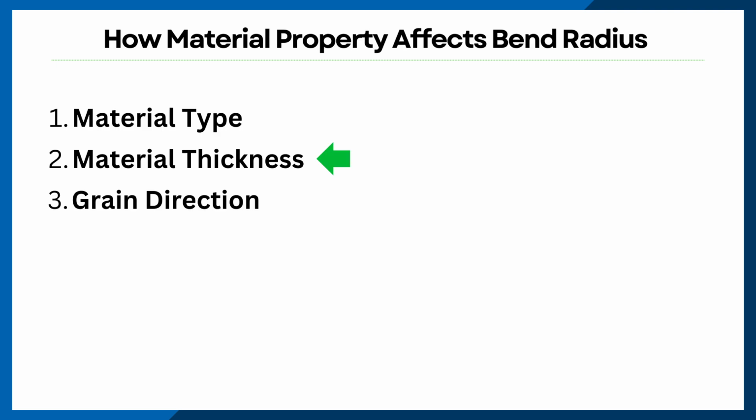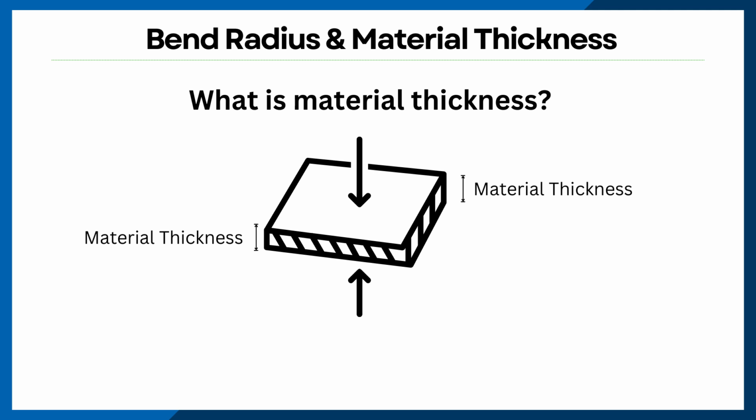The material's thickness also significantly influences the bend radius. Thicker materials tend to require larger bending dies to keep bending forces within safe limits, which results in proportionally larger bend radii.